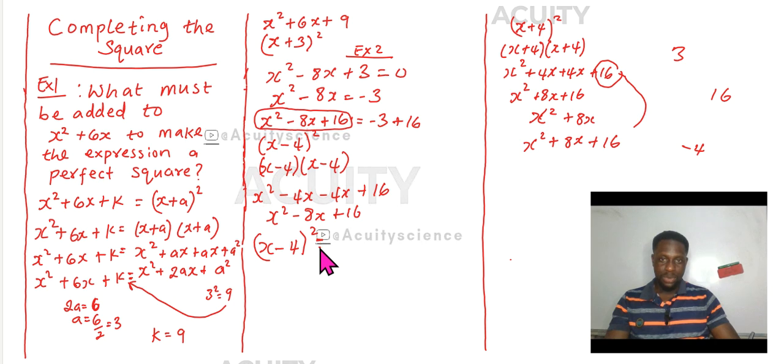All right. So this is equal to, let's simplify the right hand side a little, minus 3 plus 16. That should be 13. All right. So now you square root both sides to remove the square. So x minus 4 equals root 13.